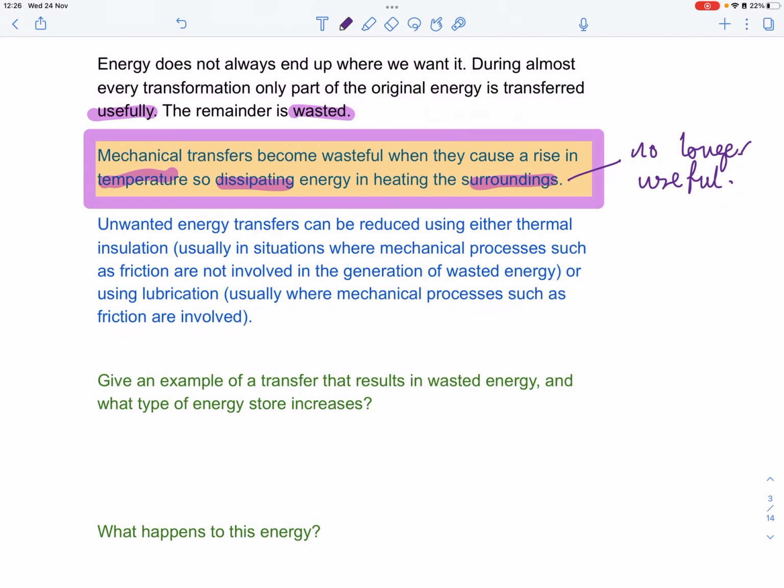We don't want that to happen usually. Energy is expensive and valuable, and so we want to try and limit the unwanted energy transfers. There are two main ways to limit unwanted energy transfers. The first way is to use insulation, like putting on a jumper. That's an example of using insulation to reduce an unwanted energy transfer. Insulation is usually used in situations where a mechanical transfer through friction is not happening. The other way is through lubrication. For example, engines and moving parts in gearboxes, etc. A way to stop them getting hot, to reduce that unwanted energy transfer to heat, is by lubricating them, by oiling them, by putting in some sort of fluid that helps reduce the frictional force and therefore the unwanted energy transfer.